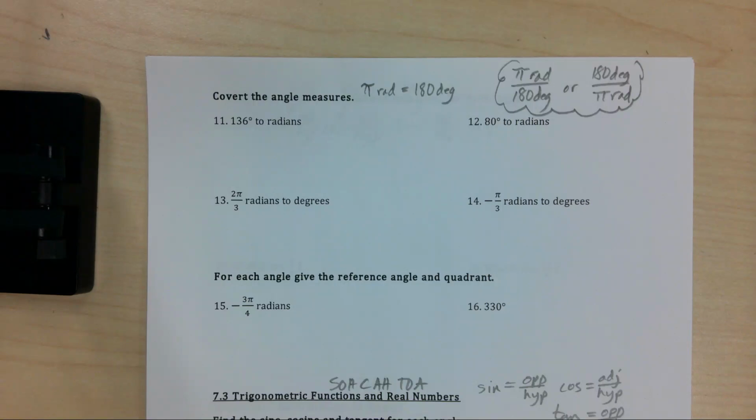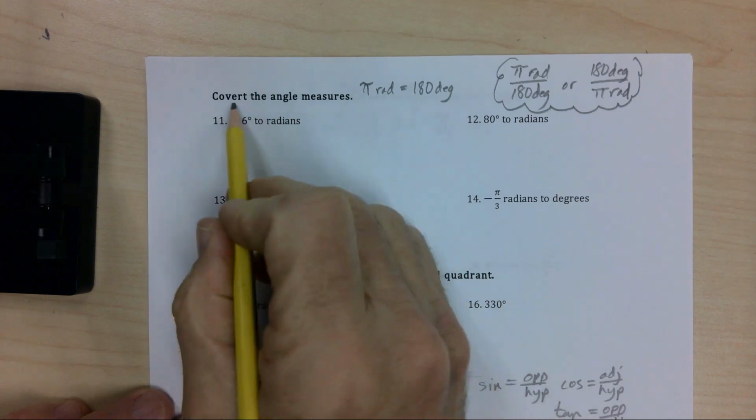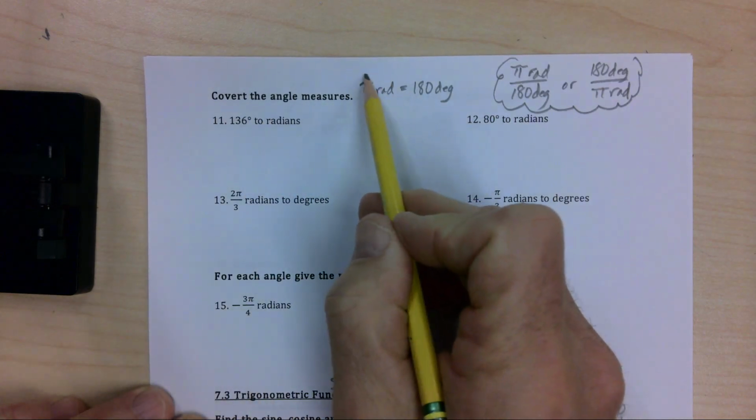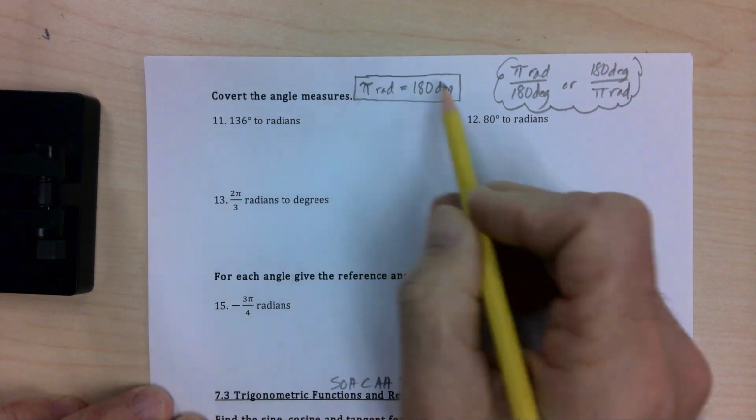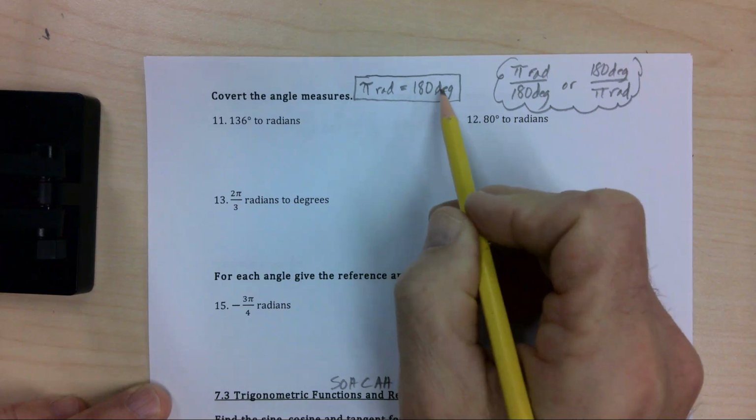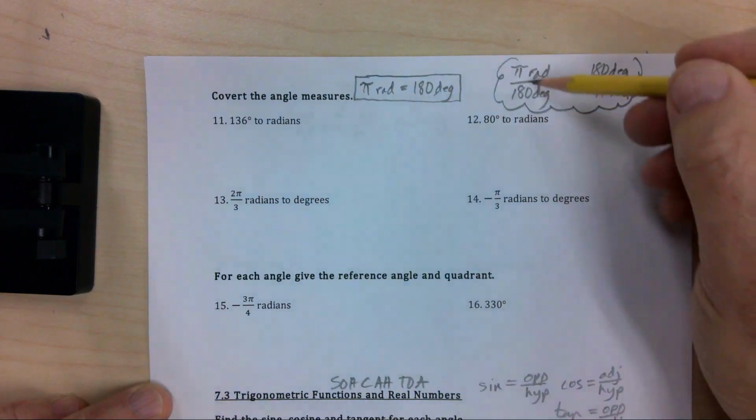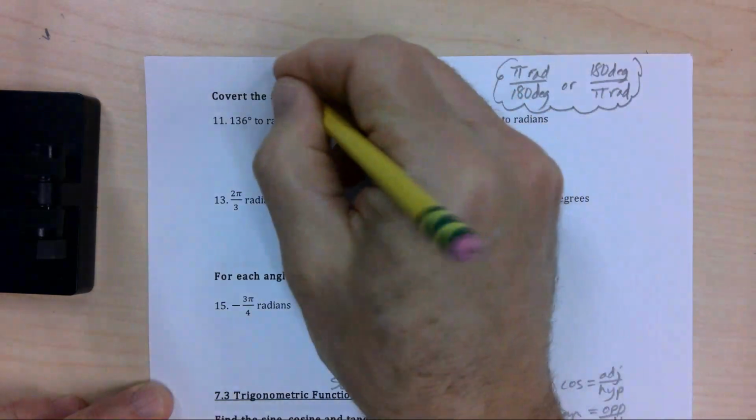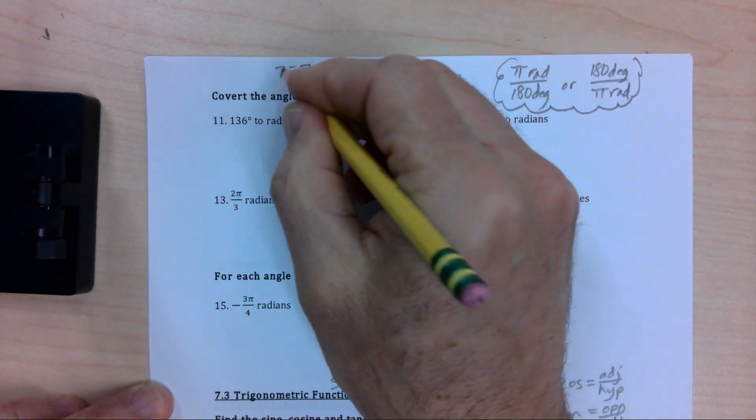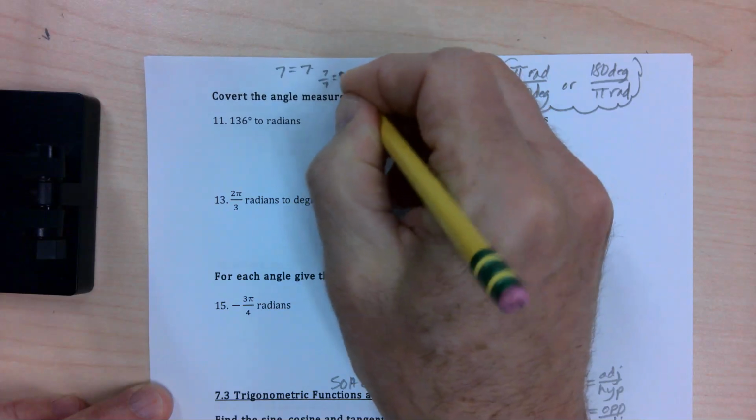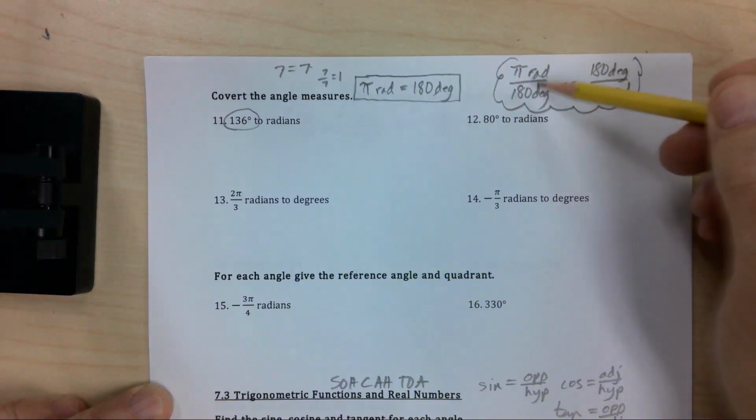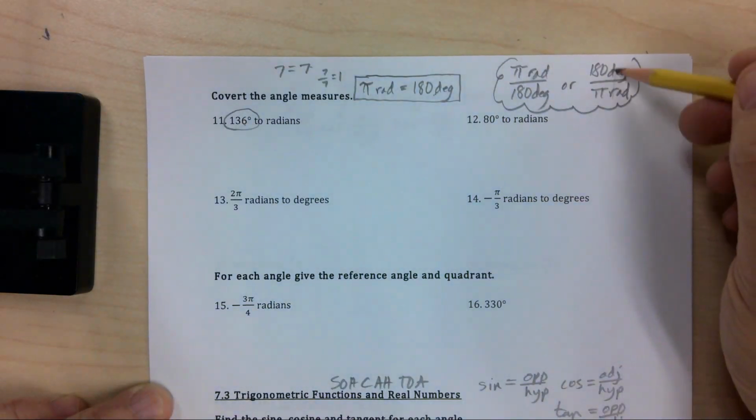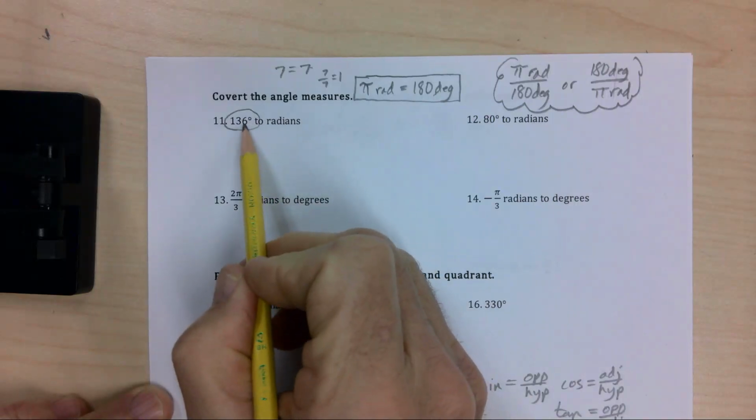Okay, part 2. So this is converting. Now here's a bunch of things that you should be aware of. Pi radians equals 180 degrees. And if I use this to my advantage, I know that if 7 equals 7, and I divide them, I get 1, which means I can multiply that by 1, and I'm not going to change its value, I'm just going to change the way it looks.